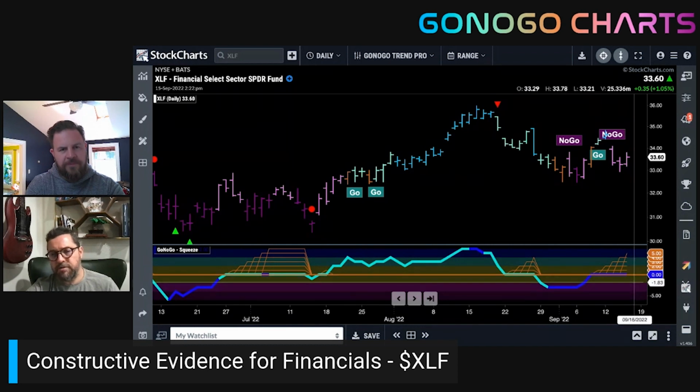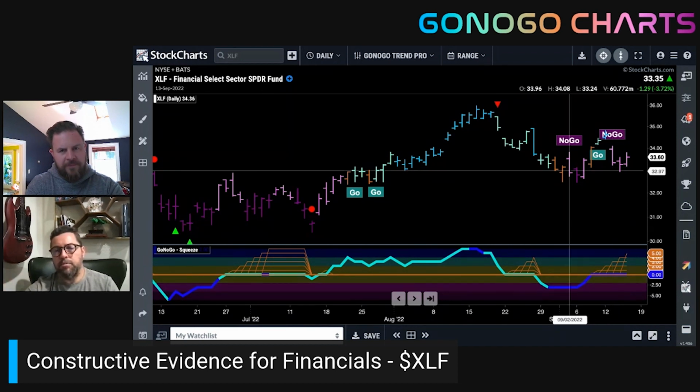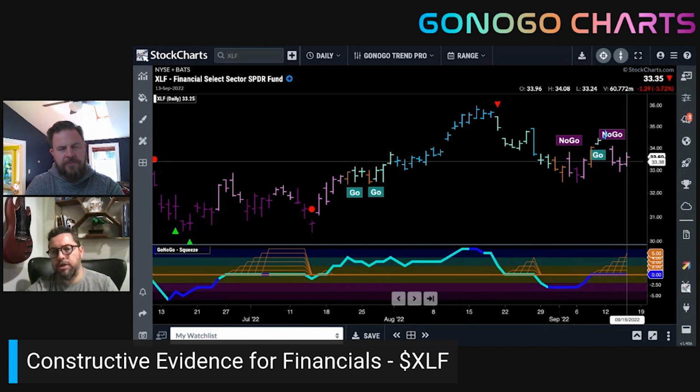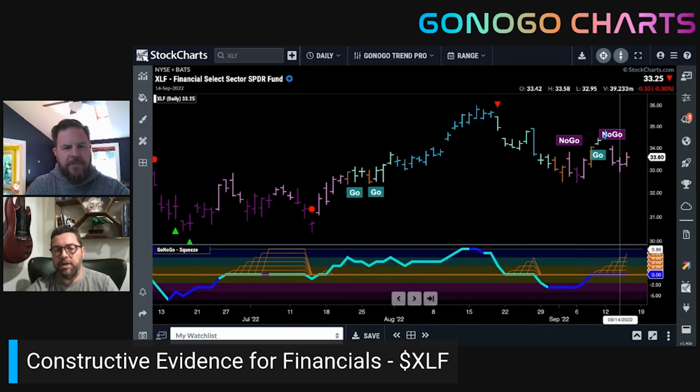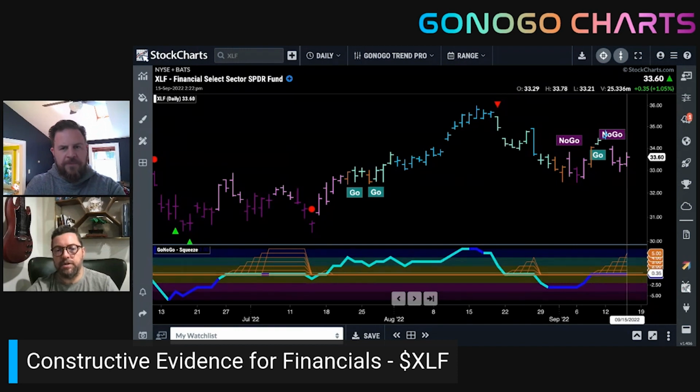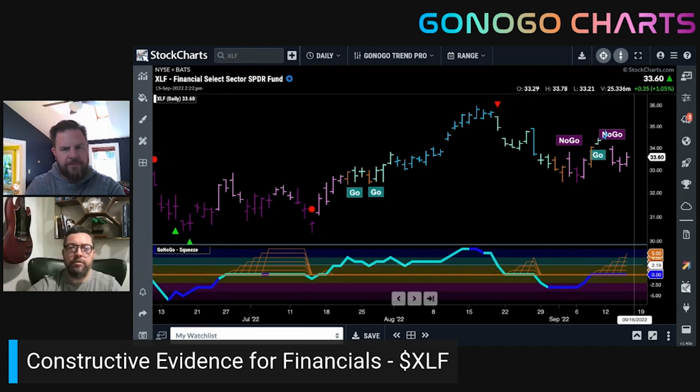If it breaks to the downside, then we know that the weight of the evidence suggests this NoGo will still be carrying more weight. But if we break to the upside out of this squeeze, then that might be a hint at continued outperformance relative to the S&P as a whole.